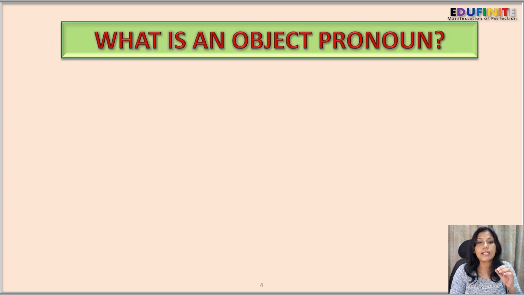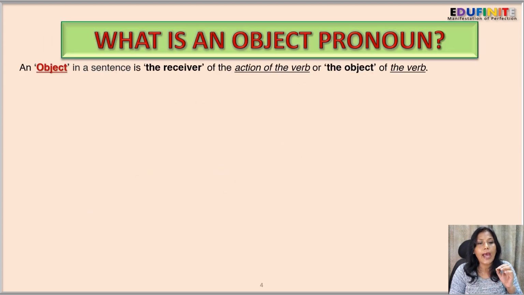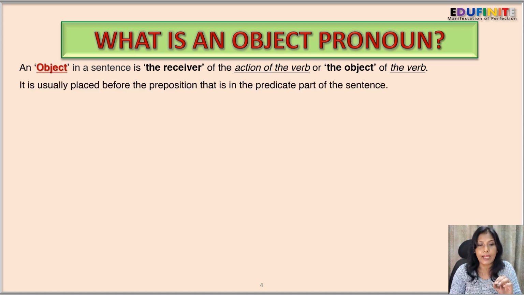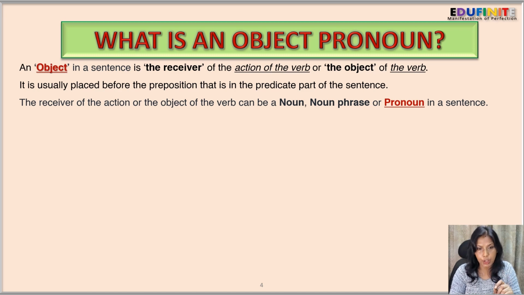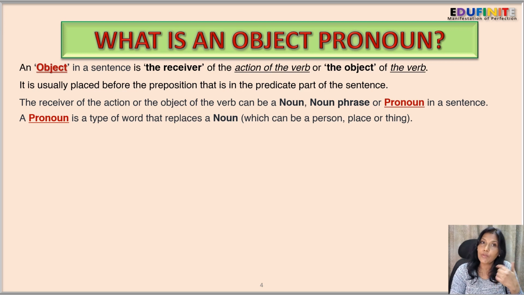Next, what is an object pronoun? An object in a sentence is the receiver of the action of the verb or the object of the verb. It is usually placed after the verb in the predicate part of the sentence. The receiver of the action or the object of the verb can be a noun, noun phrase, or pronoun in a sentence. And now what is a pronoun? We've already done. A pronoun is a type of word that replaces a noun which can be a person, place, or thing.